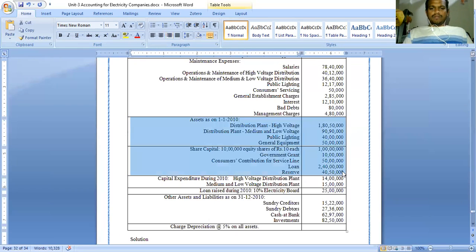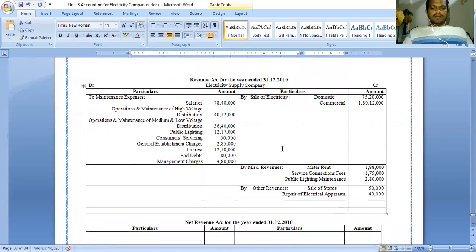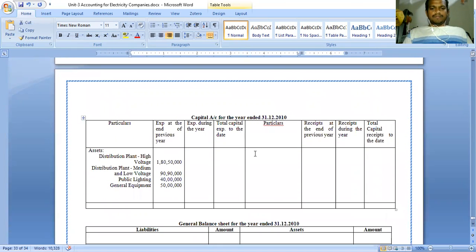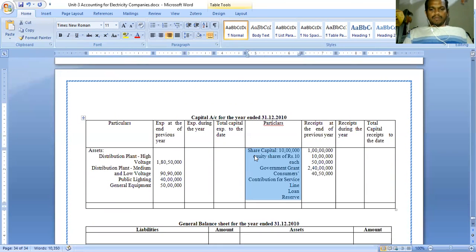Okay, so these are all the receipts of the capital. So capital account, credit side. Government grant, consumer contribution, loan, reserve. Okay, now it is okay.